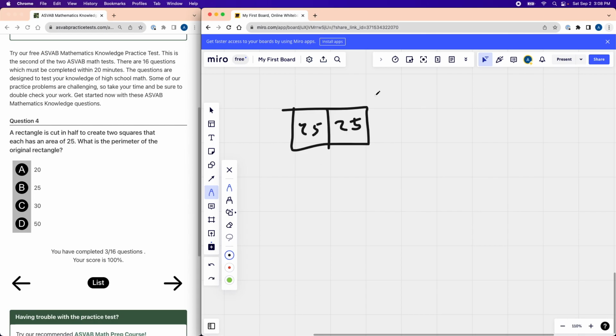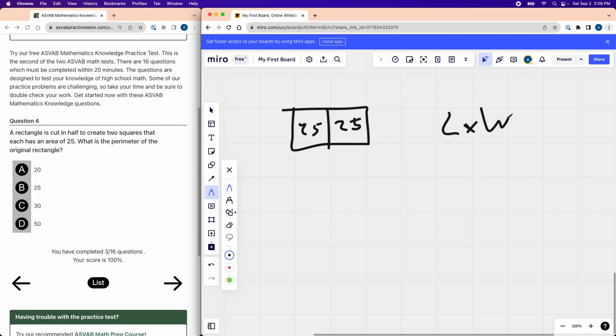We're given the area of one square, and we need to know the perimeter of the entire rectangle. In order to do that, we need to understand the relationship between the area of a square and its perimeter. Well, how do we even calculate the area of a square? The area of a square, or the area of any rectangle, is going to be length times width.